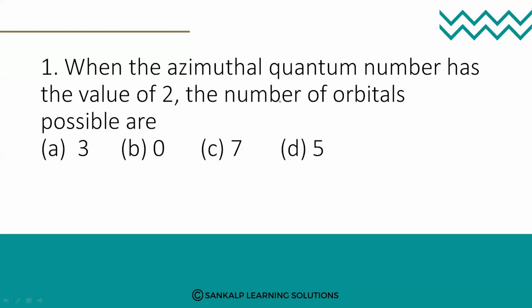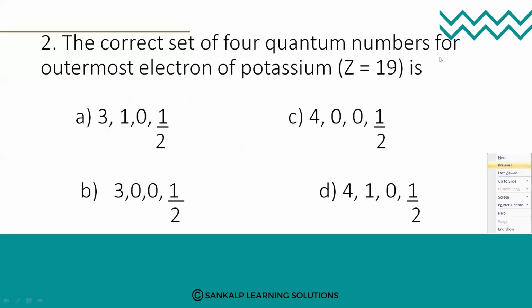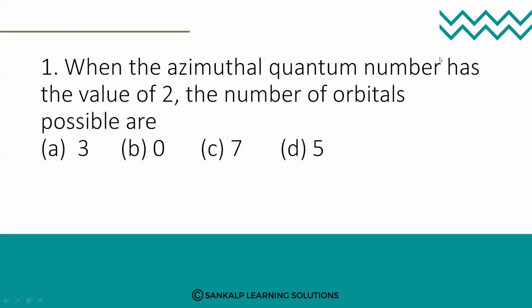The azimuthal quantum number is represented by l. So the value of l is 2. For l equal to 2, what is the number of orbitals? Options are given. Tell me, try to answer.